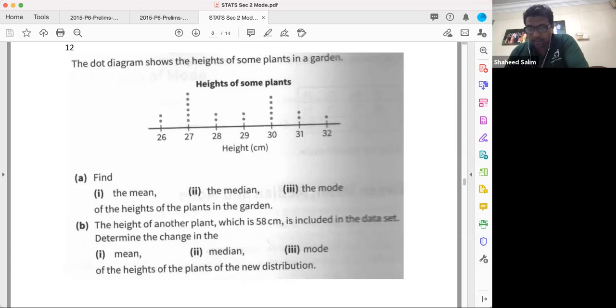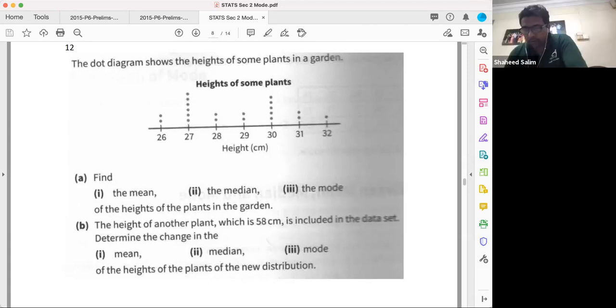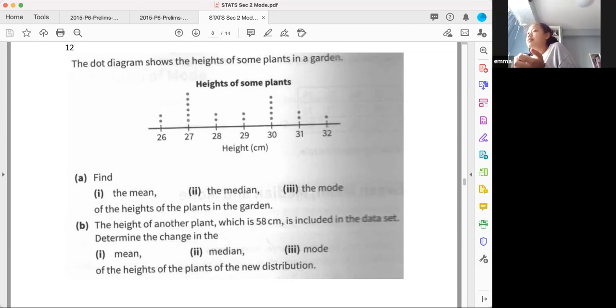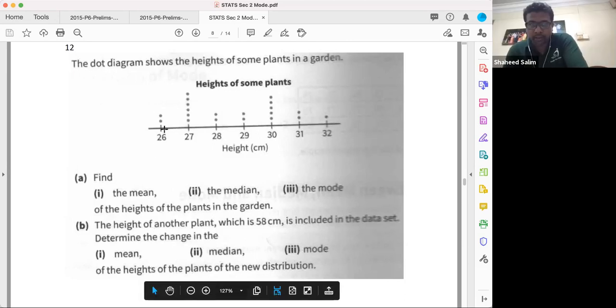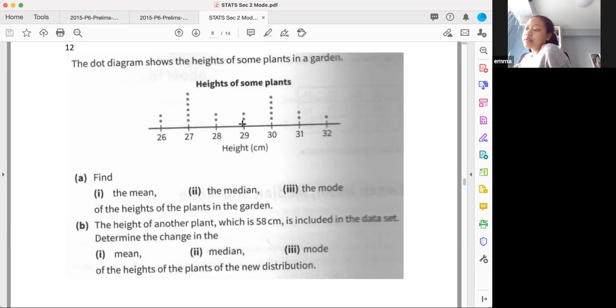28.5 is your median height, is it? 28.6. Okay, one by one. Your A1 mean is 28.6. 5, there's a 5 there. Okay, let's check. You take 26 times 2, 27 times 6, 28 times 2, 29 times. I did that already.